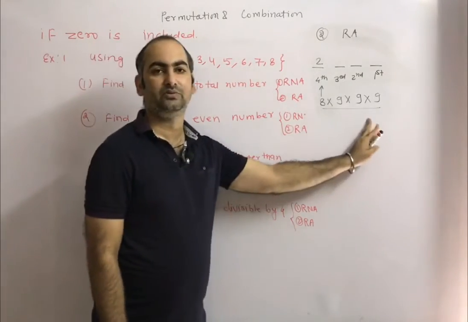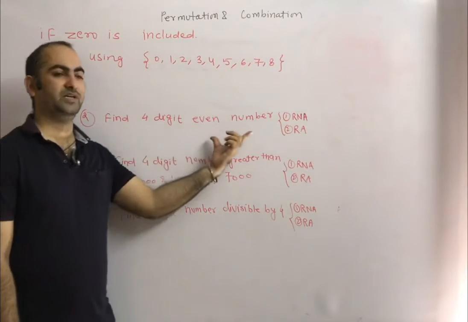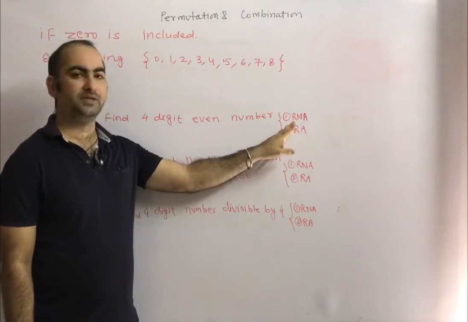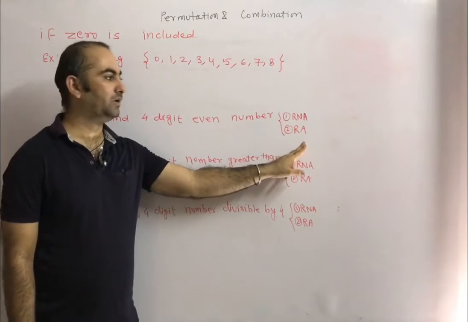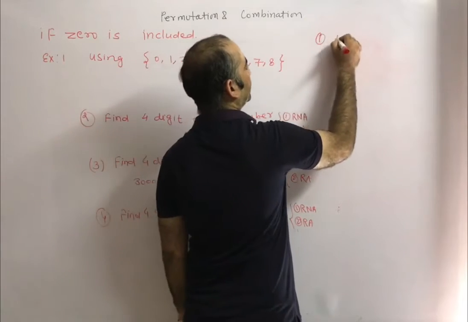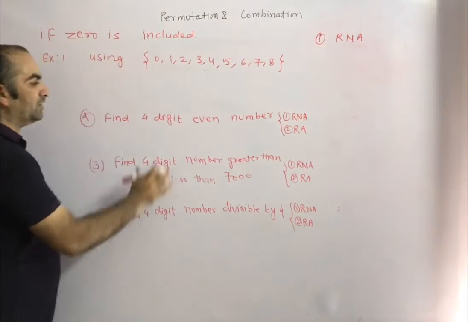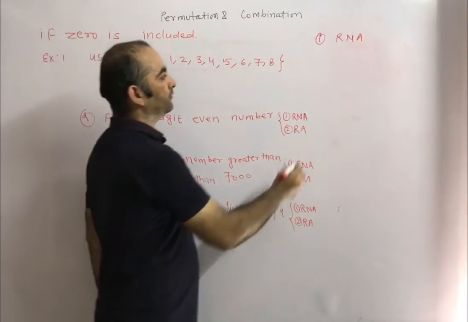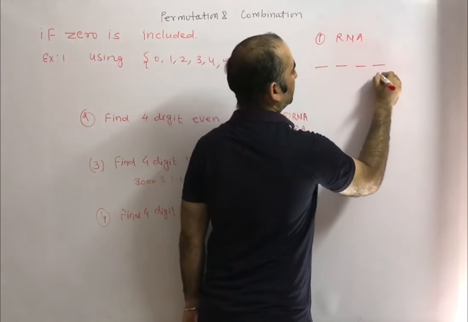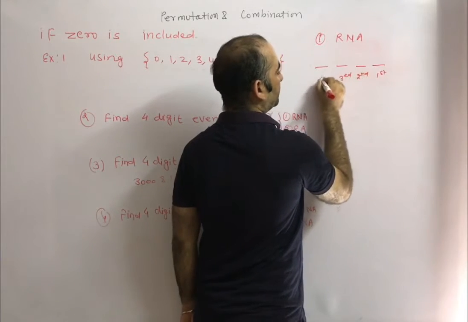Next problem is: find the 4-digit even numbers. Here we have two parts: first, repetition not allowed, and second, repetition allowed. So first we are solving repetition not allowed. Now we want a 4-digit number, that means you are taking 4 places: first, second, third and fourth.